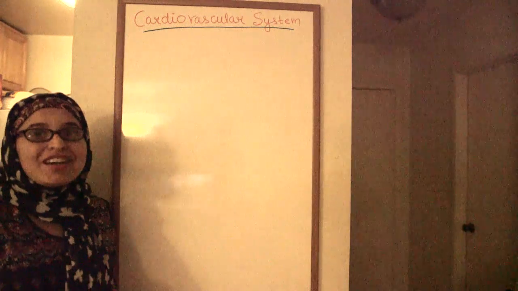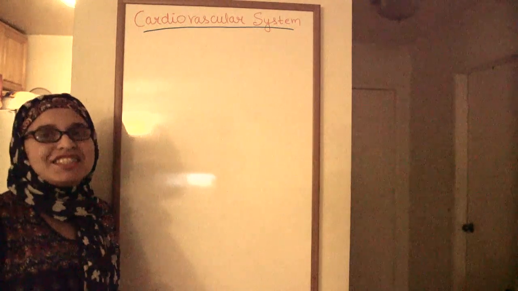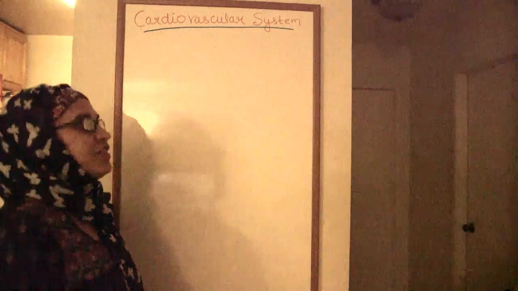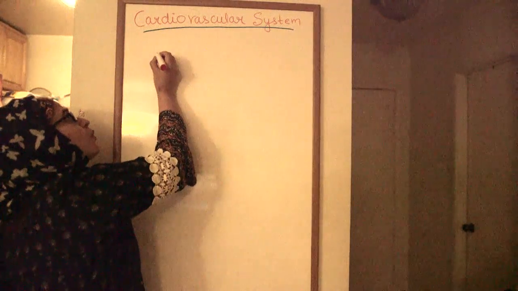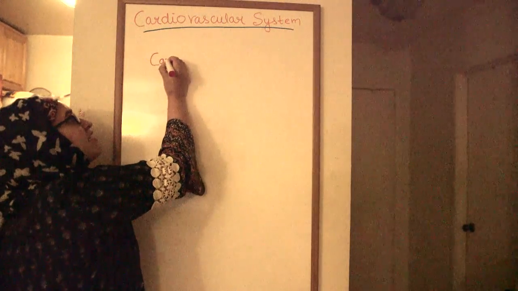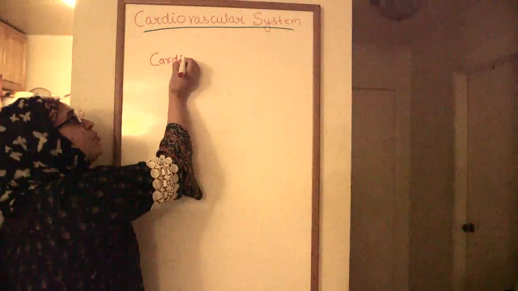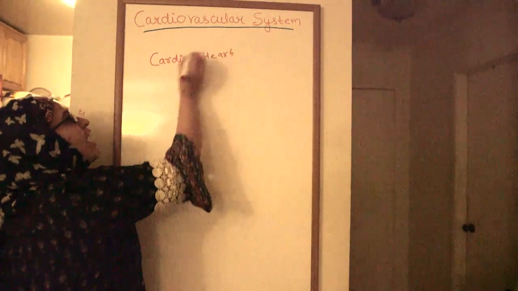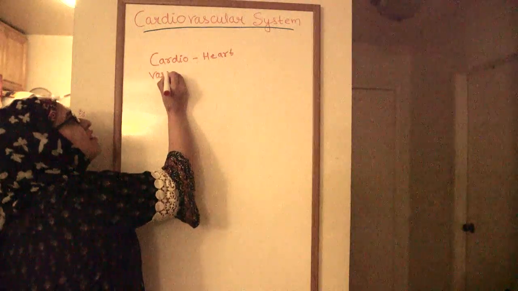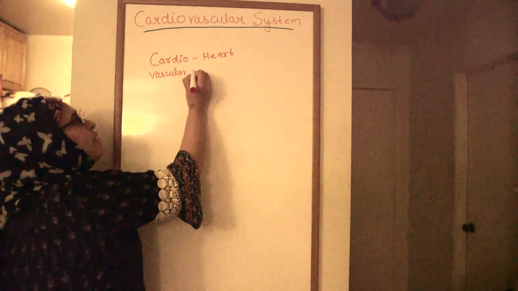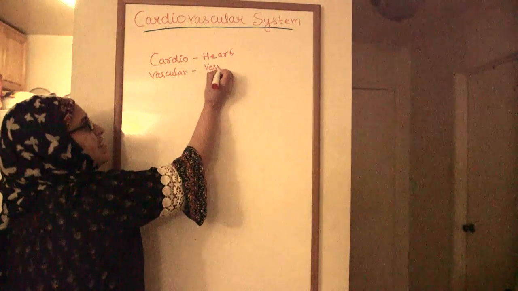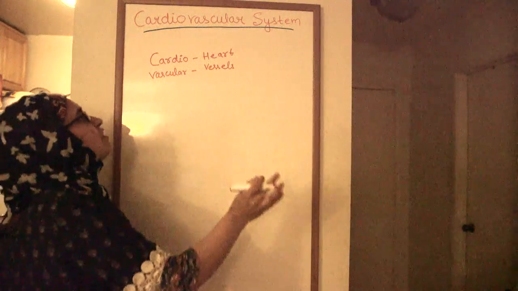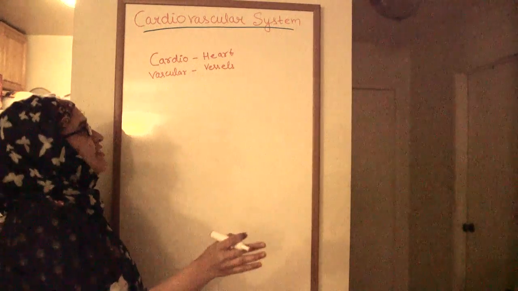Today we are going to learn about the cardiovascular system. What is the cardiovascular system? The cardio. What does cardio mean? Cardio means heart and vascular means vessels. So the cardiovascular system consists of heart and vessels.